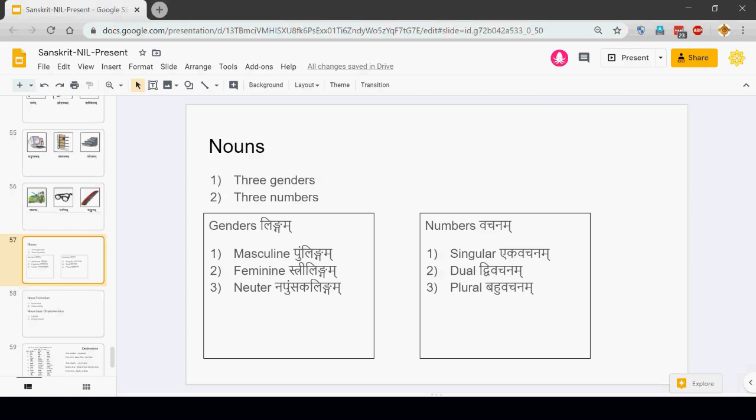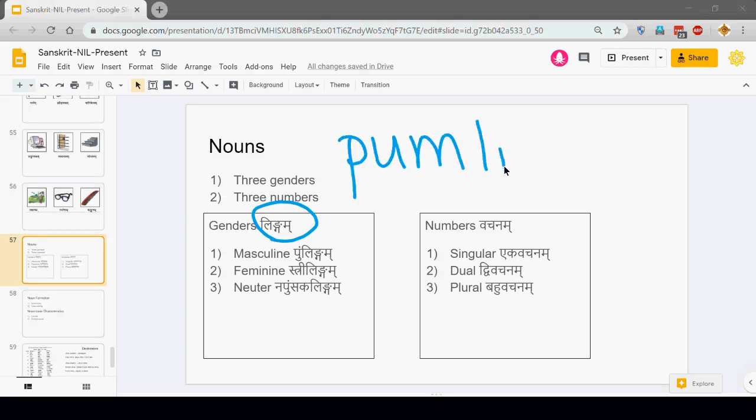So there are three genders, what we call lingam in Sanskrit language. So that I have written here. So you can start practicing identifying those letters in Devanagari. Lingam. Gender. Lingam is gender. There are three genders: masculine, feminine, and neuter. The masculine gender is called pullingam. So written here. So if you write in English, it can be written like this: pullingam.